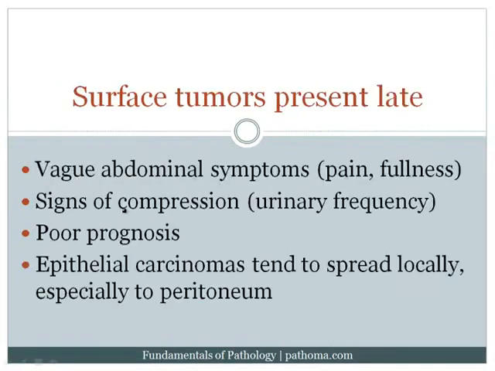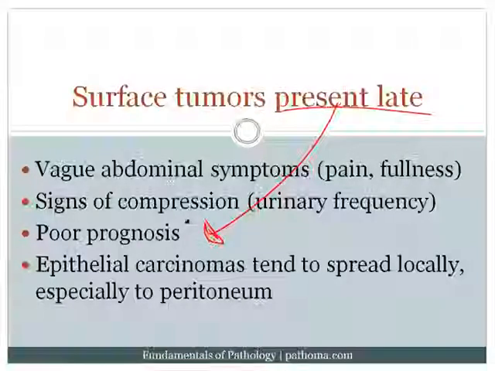Now, generally speaking, when we talk about the surface epithelial tumors, it's important to know that they present late, and that's going to result in a poor prognosis. Remember, the general principle in neoplasia is that the longer the tumor can grow in the patient, the more it can pick up mutations. The more it picks up mutations, the more malignant it's going to become over time. With the surface epithelial tumors, there's a lot of room in the pelvis for the ovary to grow, and so these tumors present late. Now, they also present with very vague symptoms. For example, abdominal pain or fullness, signs of compression with urinary frequency, etc.